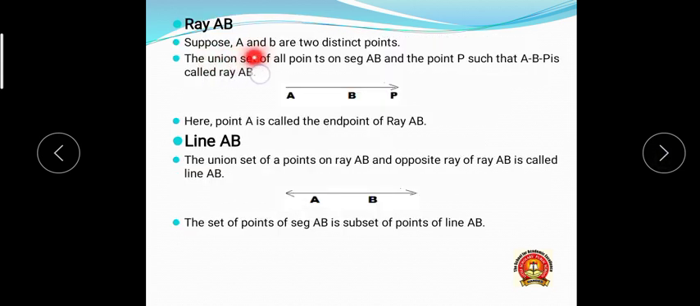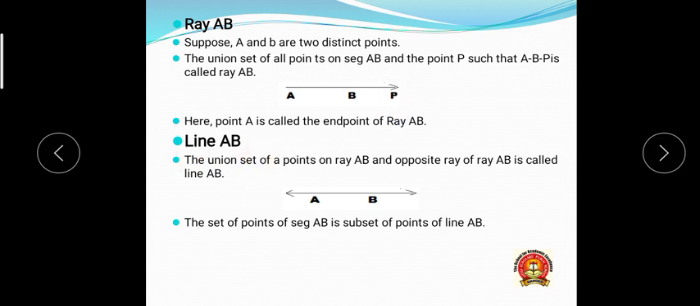Now ray AB. Suppose A and B are two distinct points. The union of the points on the segment AB and the points P such that B lies between A and P. See here, there is only one fixed point, and the ray extends infinitely. So this point A is called the endpoint of ray AB.